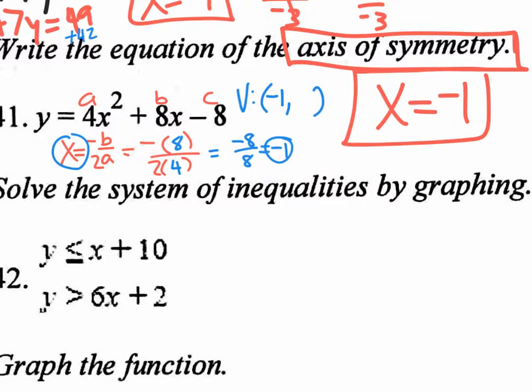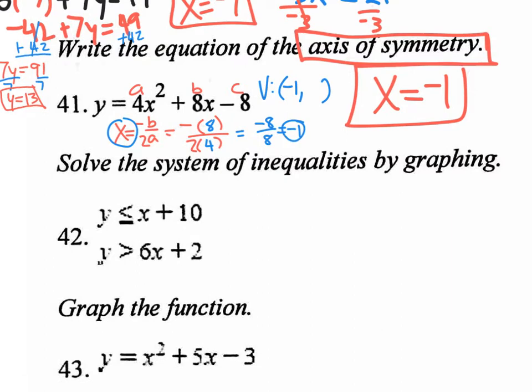Now, of course, if they would have asked what's the max value or the min value or what's the vertex, then yeah, I would have to take the -1 and plug it in for x. So you'd have to work it all out and get the y value. That'd be the y value of your vertex, or the max or the min value. Actually, it'd be a min value because this one's opening up. So if they ask for the axis of symmetry, it's only the x value of your vertex.